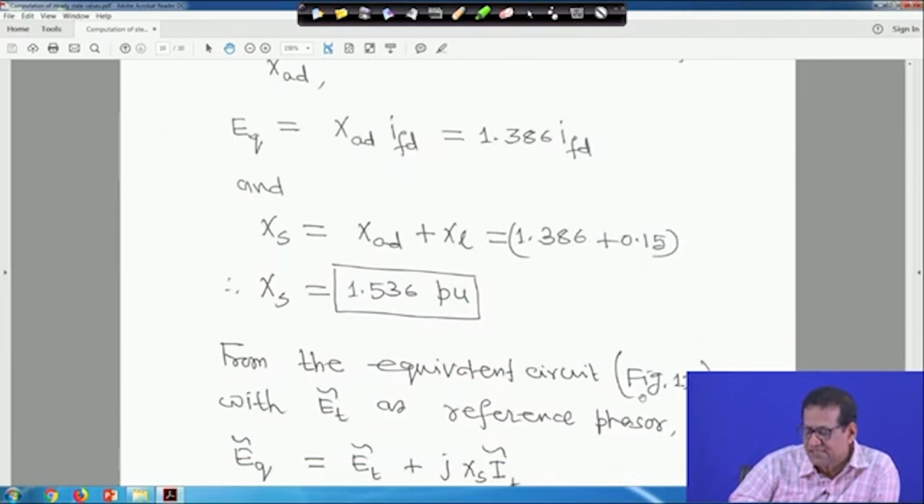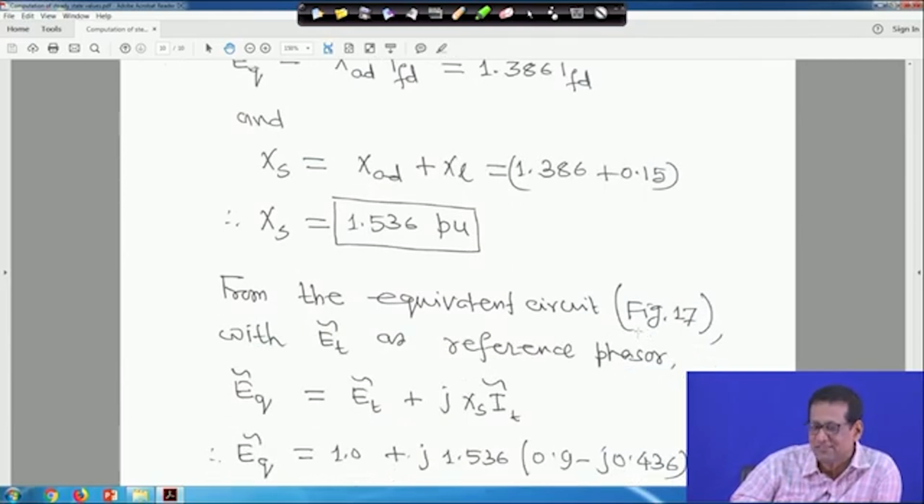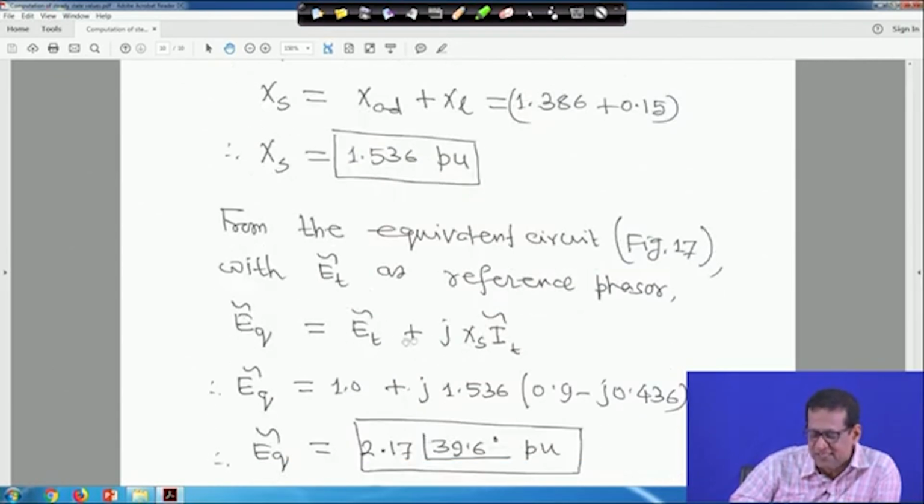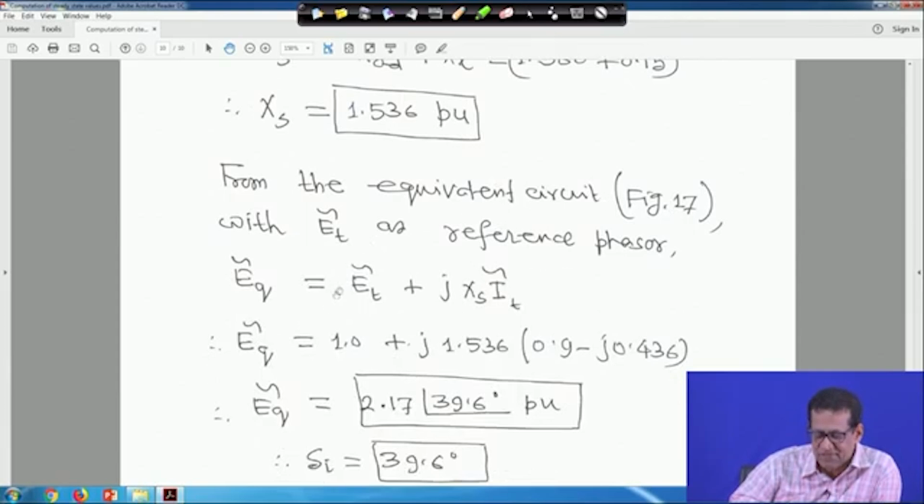From the equivalent circuit, just go back to figure 17 once, this figure 17 with ET tilde as reference phasor, the simple single line circuit, you see EQ tilde is equal to ET tilde plus J XS into IT tilde. So, there everything is given. So, EQ tilde, ET tilde is 1 angle 0, so it is 1.0 plus J XS, we got 1.536, and IT tilde is 1 per unit.